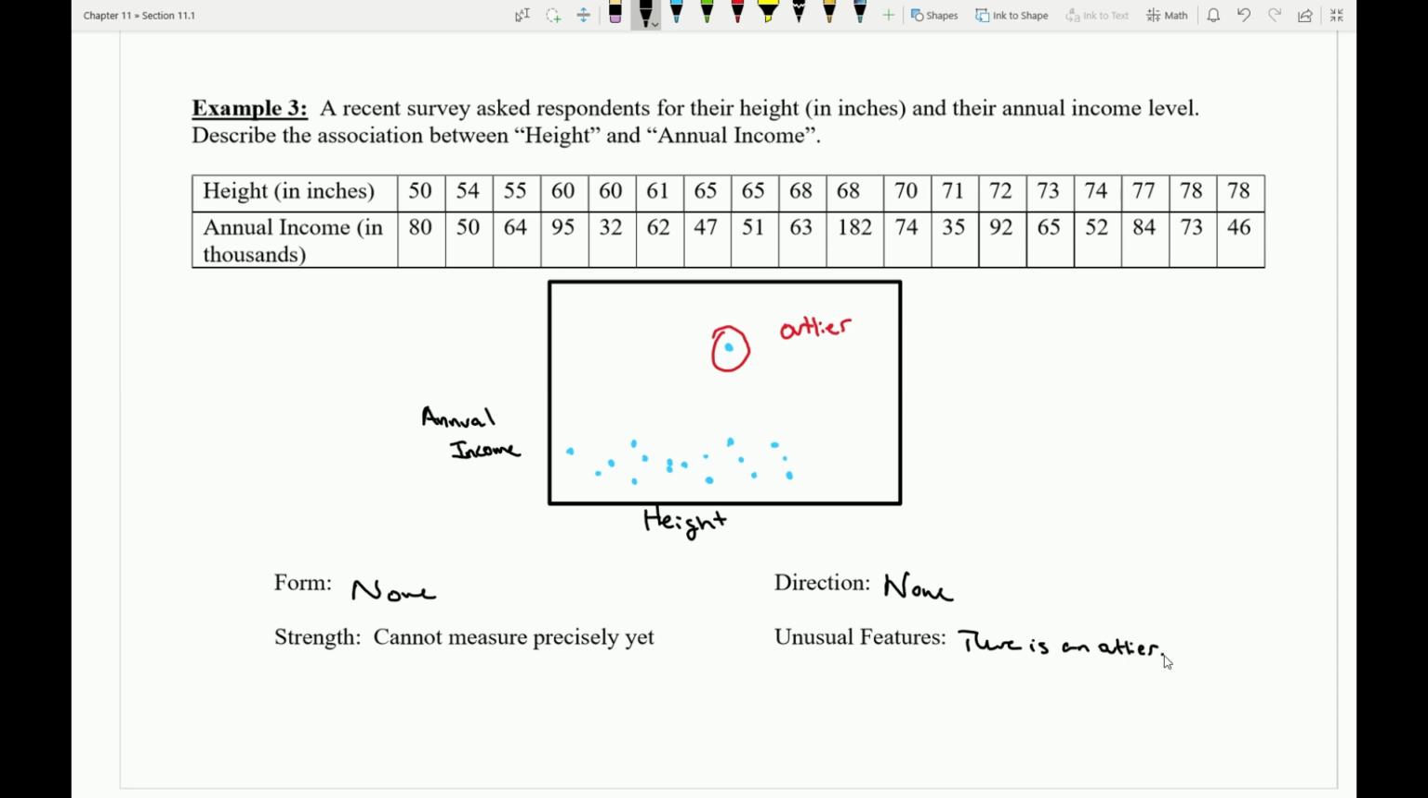Okay, so hopefully you were able to get some similar pictures to the ones that I had here. And in the next video, we're going to talk about this final idea of strength. How can I measure the strength of the relationship?